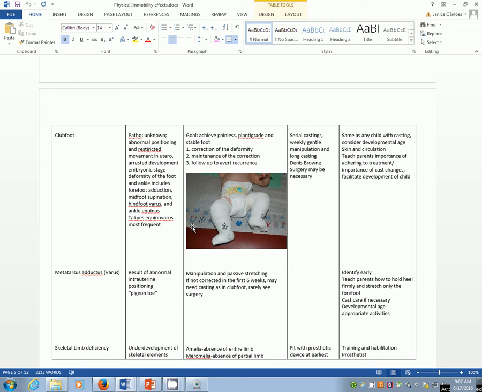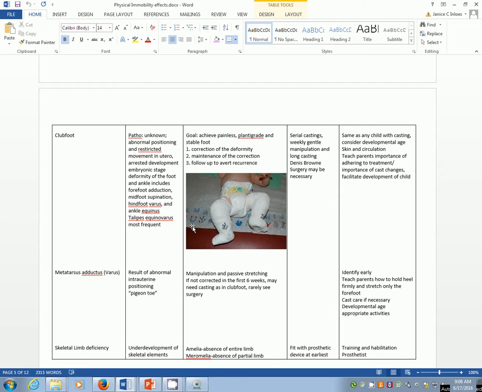I'm not going to expect you to know all those details, but you need to know that talipes equinovarus is actually a word that's used. It is the medical term for clubfoot. We have tried to get away from saying clubfoot, but most people don't want to go around saying talipes equinovarus. So most people don't know what you mean. But you say clubfoot, everybody knows what you mean.